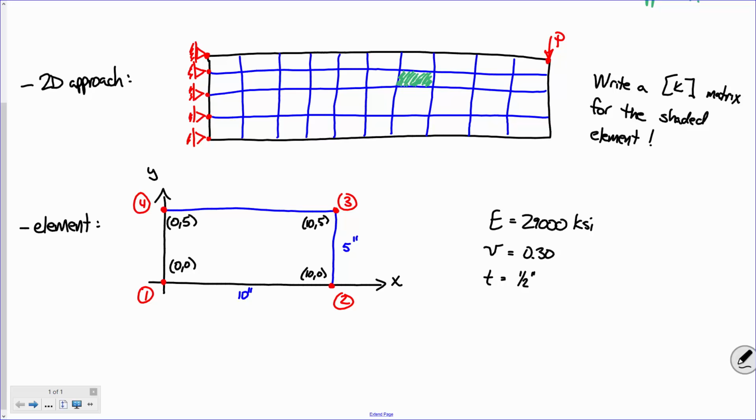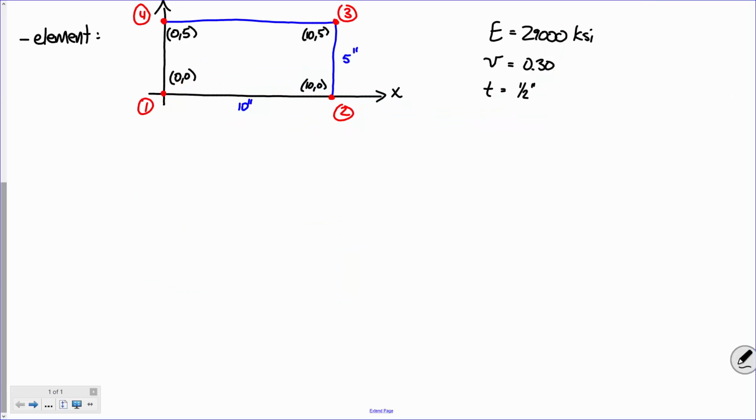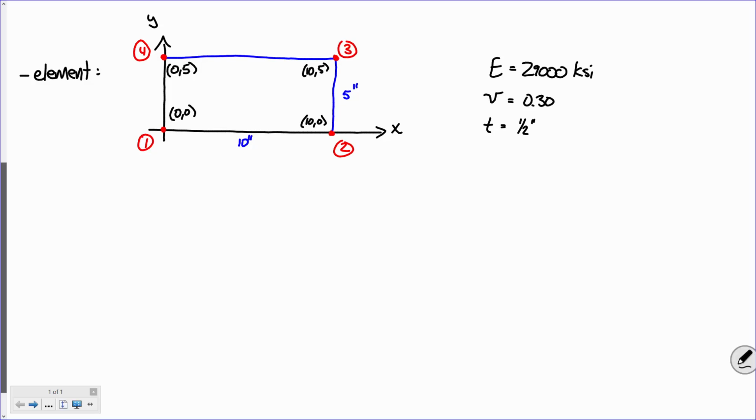Now again, our goal is to map this to a 1-to-1 square. Okay? Everybody okay with that? All right. Does everybody have all this? Okay. All right.